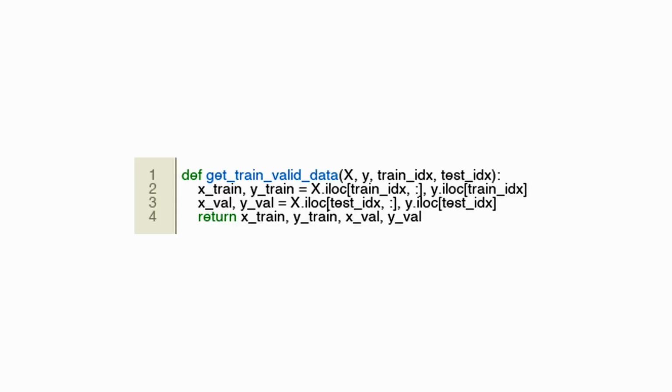The get_train_valid_data function splits data into training and validation sets using given indices. It takes 4 inputs: features X, targets Y, training indices train_idx, and validation indices test_idx. Using iloc, it chooses rows for training and validation from X and Y according to the indices provided. The resulting subsets, training features X_train, training targets y_train, validation features X_val, and validation targets y_val, are then returned. This function prepares the data needed to train a model for predicting asset price returns.